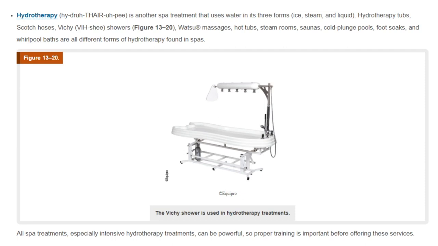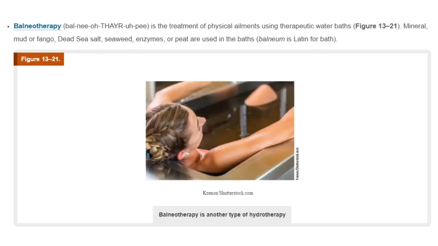Hydrotherapy is another spa treatment that uses water in its three forms: ice, steam, and liquid. Hydrotherapy tubs, Scotch hoses, Vichy showers, Watsu-registered massages, hot tubs, steam rooms, saunas, cold plunge pools, foot soaks, and whirlpool baths are all different forms of hydrotherapy found in spas. Figure 13:20. The Vichy shower is used in hydrotherapy treatments. All spa treatments, especially intensive hydrotherapy treatments, can be powerful, so proper training is important before offering these services.